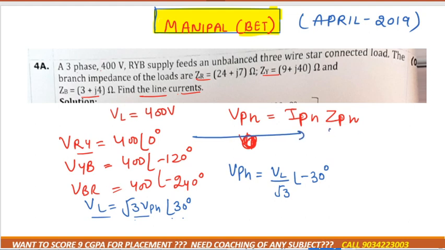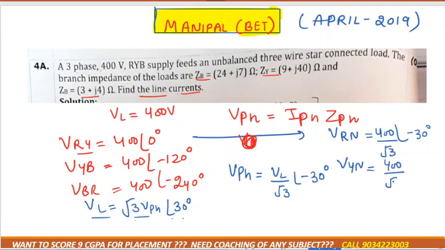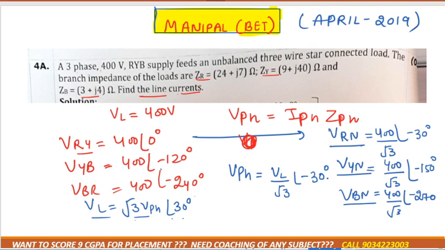So if I want to calculate VPH, that is VRN, that would be 400 divided by root 3, angle 0 minus 30, that is angle minus 30. Similarly, we can calculate VYN; the magnitude is the same for every case, 400 by root 3. Angle minus 120 minus 30 is minus 150 degree. Okay, so VBN is how much? 400 by root 3, angle minus 240 minus 30, that would be minus 270, right? So from here you will get VRN, VYN, and VBN.